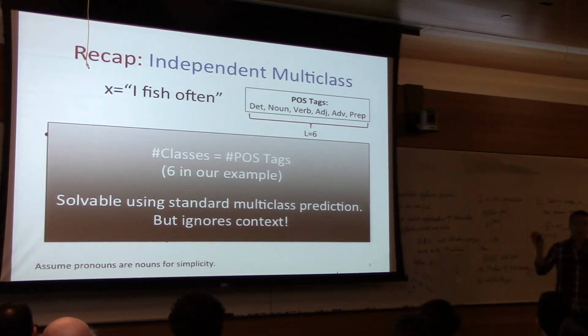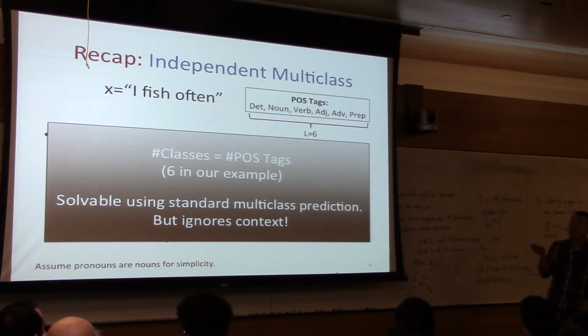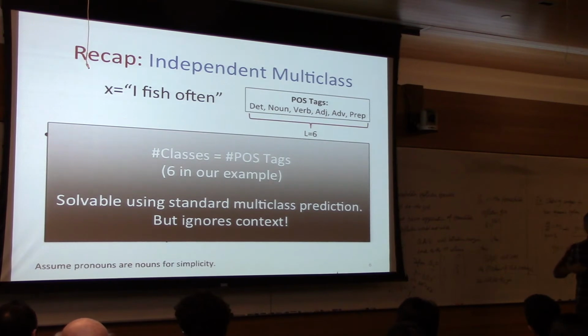But again, as we saw last week, it ignores context. In particular, an independent classifier would classify fish as a noun because it's more often a noun than a verb, let's say in our training set, but in this particular context, between I and often, it is actually a verb. Right? So this model class is too simple. It imposes the most rigorous structure in some sense, right? Like everything's completely independent of everything else.